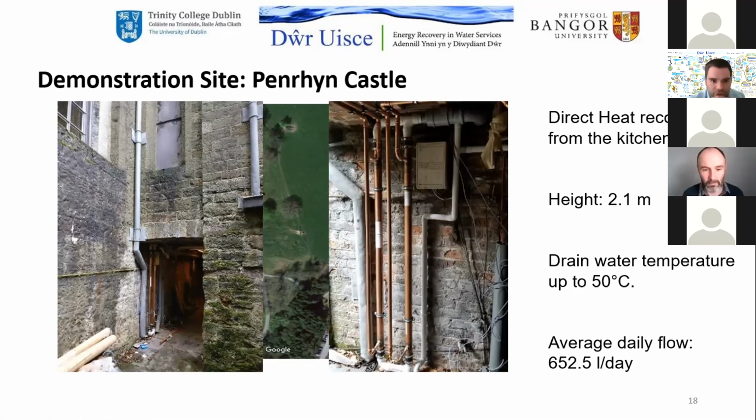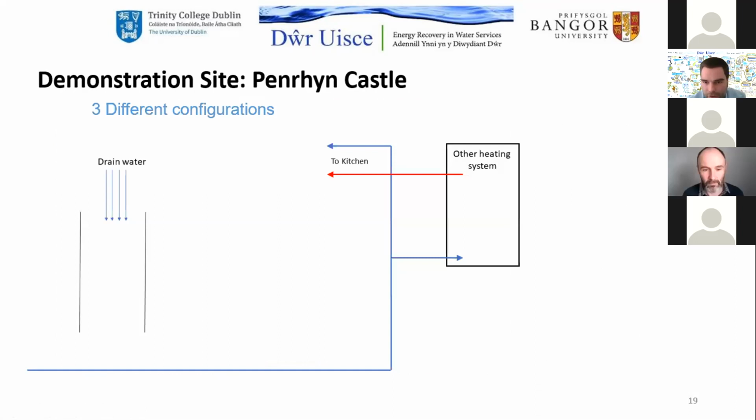So based on those numbers, we proposed a few modifications to the current drain system to recover the heat. So if you have the current drain system where the drain water flows through here, and then we have the fresh water coming in, either going straight to the kitchen for cold water use or going through the heating system for hot water use, we proposed actually 3 configurations for heat recovery.